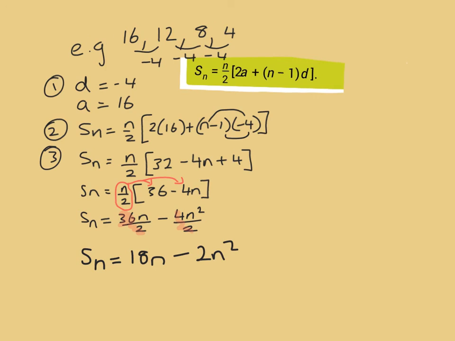Okay, so if you want to just pause the video now, I'm going to ask you to find S40 for me. You're going to get a negative number here, so don't be panicking if you do get a negative number. Let's go ahead and find S40, and when you're done, press play and we'll go through it.